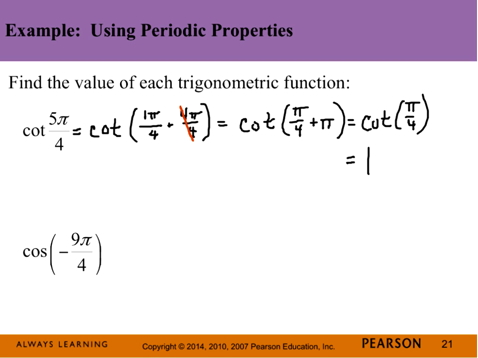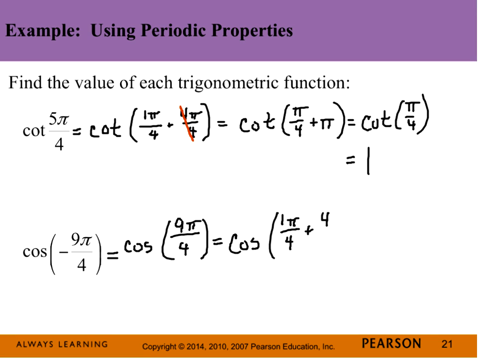All right, so if we look at the cosine of negative 9 pi over 4, well, the cosine is an even function, so I can say that's the same thing as the cosine of 9 pi over 4, which is the same thing as the cosine of 1 pi over 4 plus 4 pi over 4 plus 4 pi over 4. So 4, 4, and 1 give me the 9 pi in the numerator there. Well, those 4s divide out again.